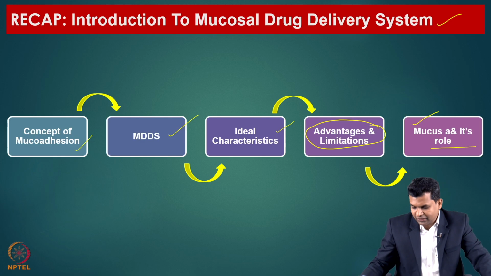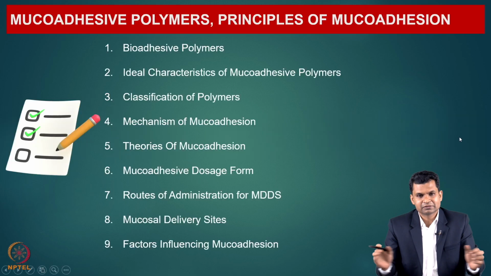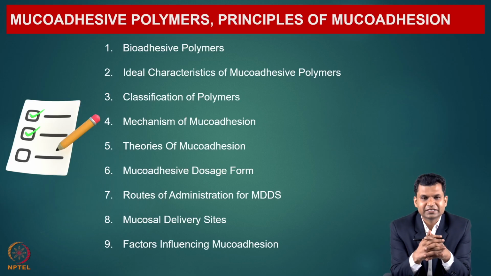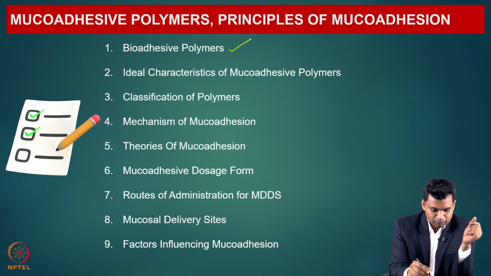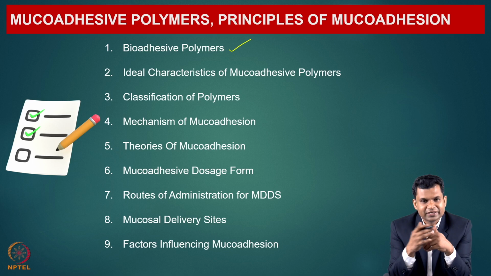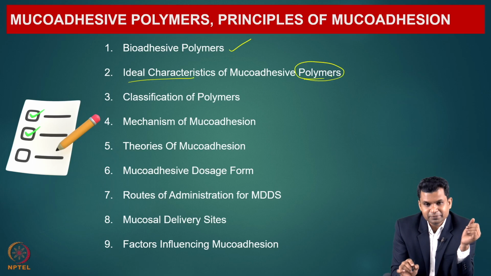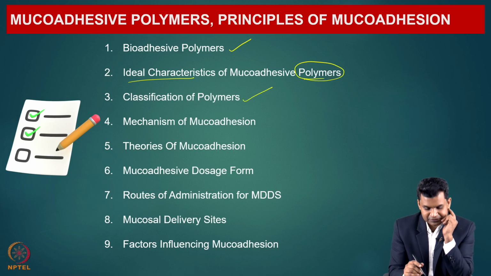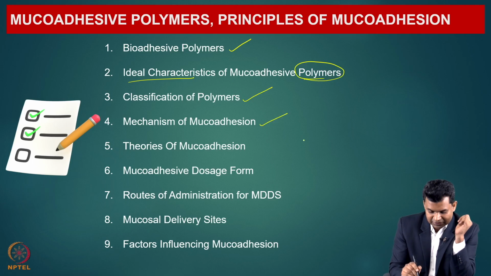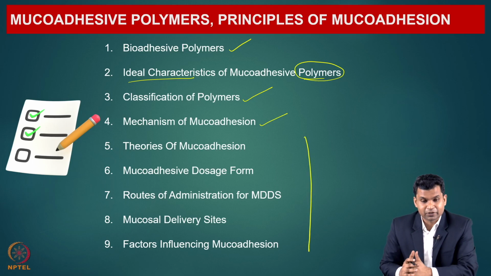So, today we are going to discuss some other interesting topics of mucoadhesive drug delivery systems. Today we will see the mucoadhesive polymers, which are bioadhesive polymers, what the ideal characteristics of such polymers are, and their classification based on various parameters. Then we will focus on the mechanism of mucoadhesion, and if time permits we will see some other topics today, and then we will see more in upcoming classes.